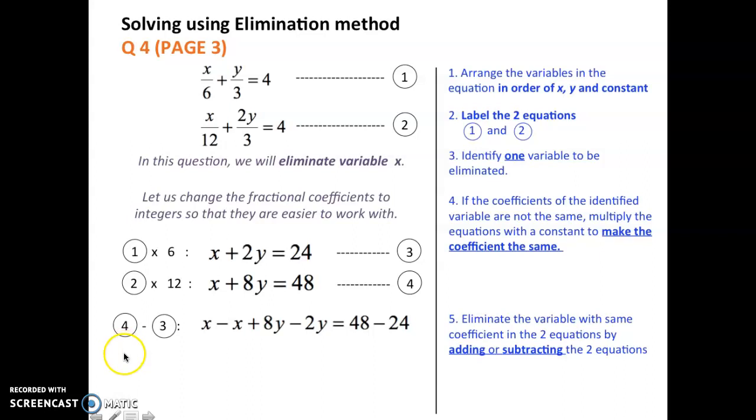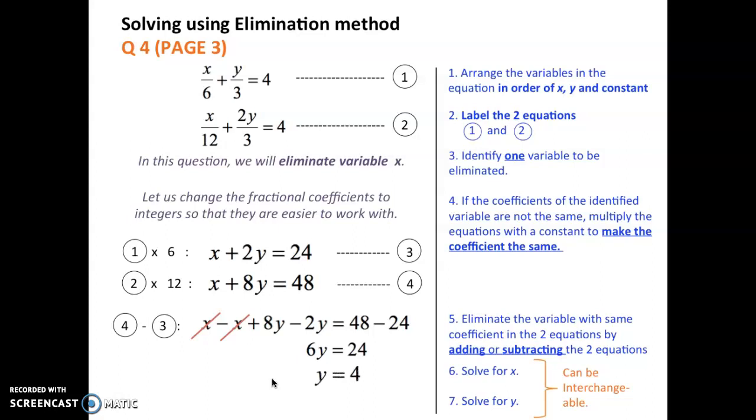You may ask, why do I not choose equation 3 minus equation 4? Normally, I will try to get a positive number, so I will use the bigger number to minus away the smaller number. But it is your choice. If you use equation 3 to subtract equation 4, it will still get you the answer ultimately. So with this, I can cancel out the two x's, and I'll be left with 6y equals to 24. So now we can solve for our y, which will give us 4.